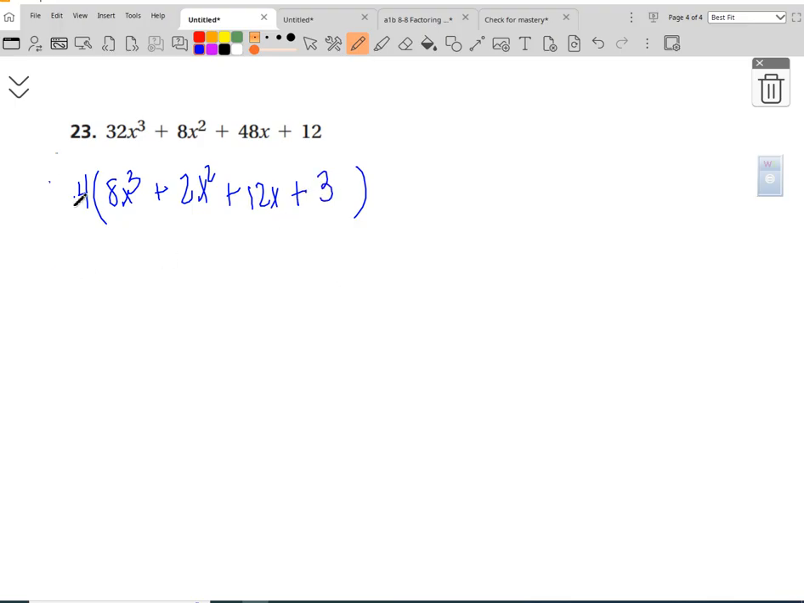So this has to go in our answer, so I'm going to put my answer parentheses along with that greatest common factor. That has to go in your answer. If it doesn't go in your answer, you get it wrong, even though you've done all the work, okay? So I'm going to rewrite this.